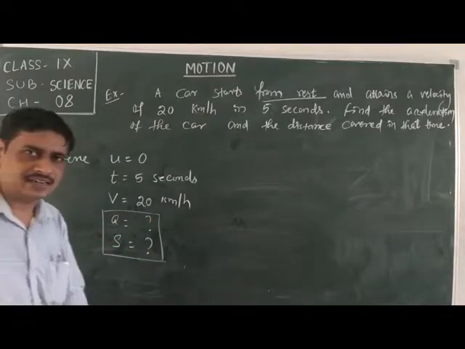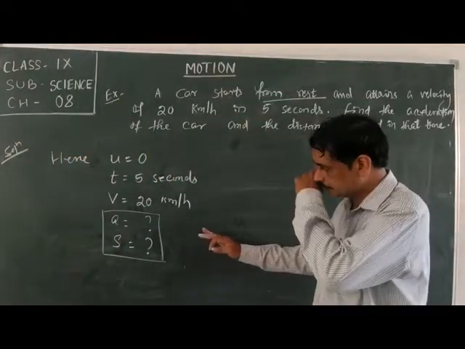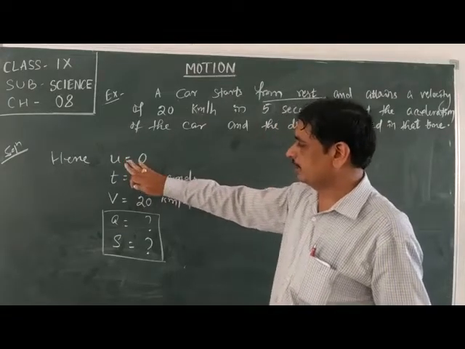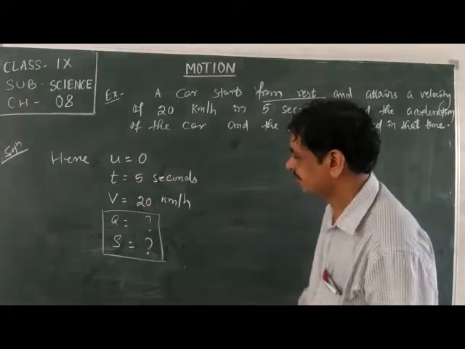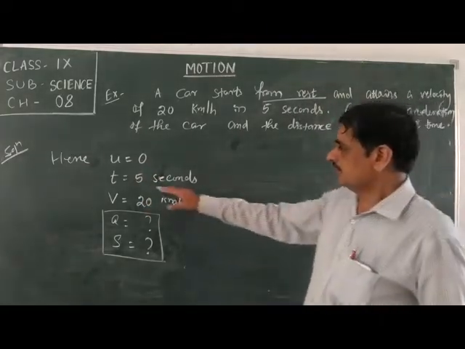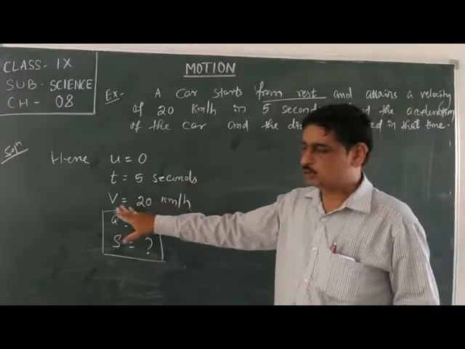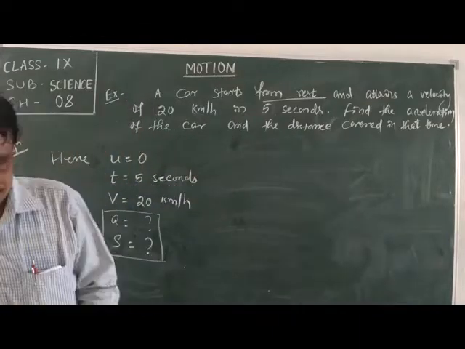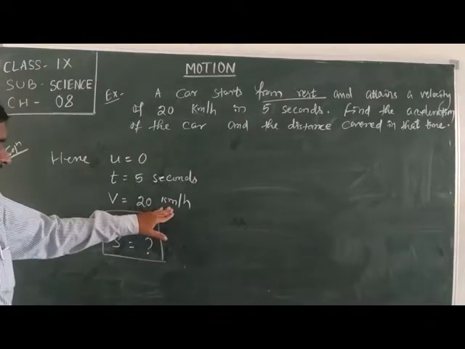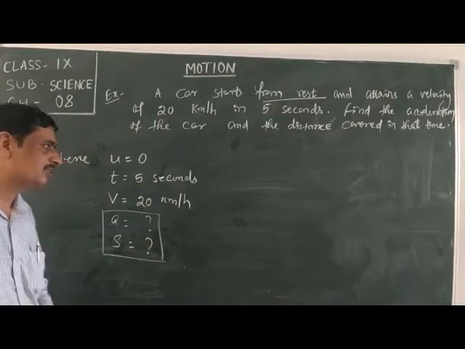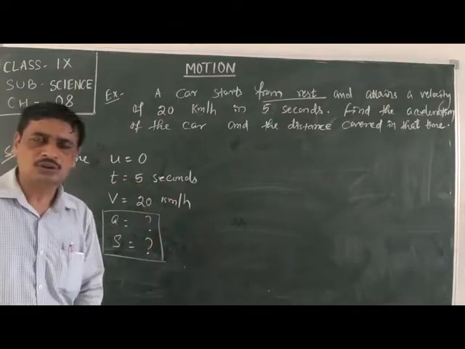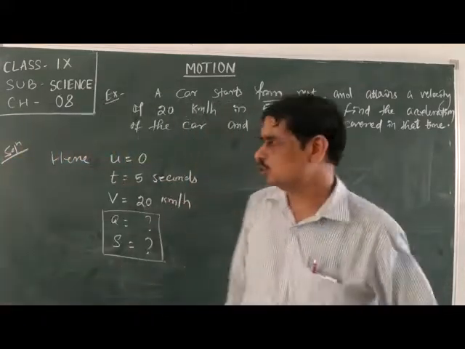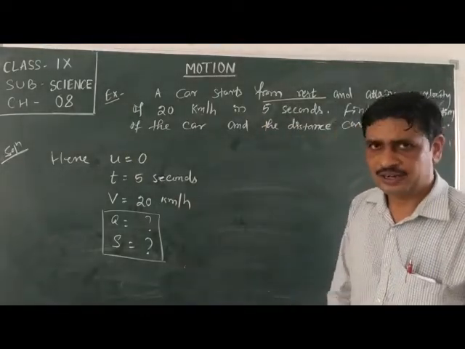How much distance the car has covered, and we have the data: initial velocity, final velocity, and time taken. But here the time is recorded in seconds and the velocity is recorded in kilometers per hour. Both are different units. So we have to make them equal units. Either we make the seconds into hours, or we convert kilometer per hour into meter per second.